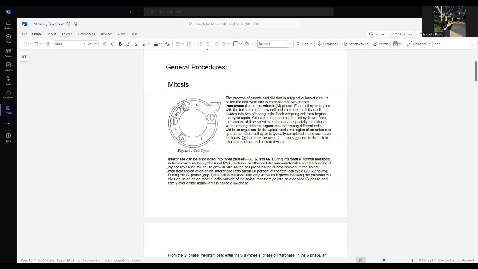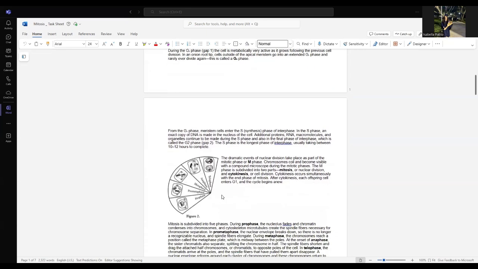In the apical meristem region of an onion, interphase lasts about 90% of the total cell cycle, so around 20 to 22 hours. During the G1 phase, GAP1, the cell is metabolically very active as it grows following the previous cell division. In an onion root tip, cells outside the apical meristem go into an extended G1 phase and rarely ever divide again. This is called a G0 phase. So the G0 phase is basically just a cell doing its normal thing without preparing to divide.